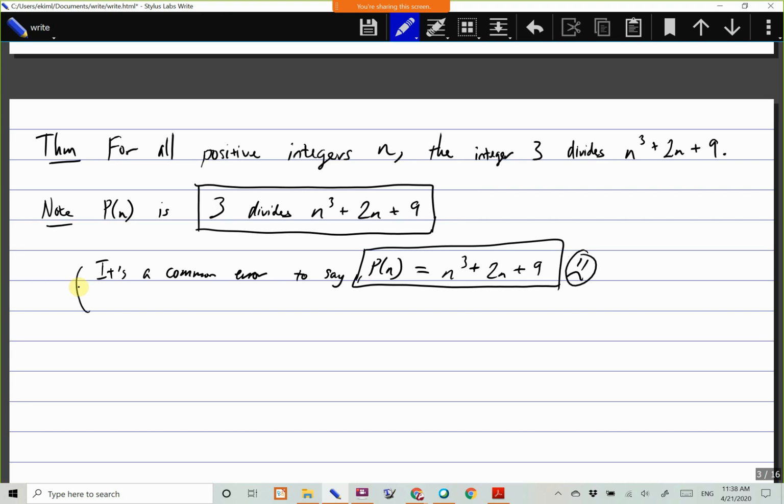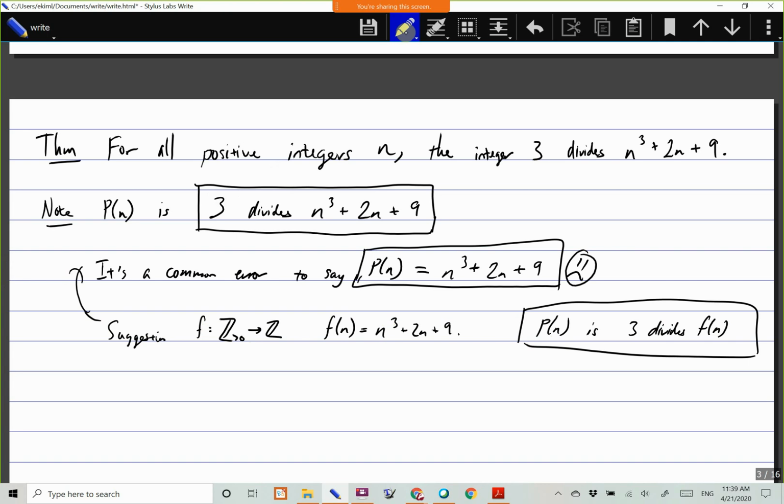If you wanted to do something like this, it's not even in my notes. As a suggestion, if you're going to do it this way, why not create a function from positive integers to, let's say, reals, just to be safe. Well, they'll be integers, won't they? Where you say that f of n has as its rule n cubed plus 2n plus 9, and then you can say that P of n is 3 divides f of n, if you're going to do it that way. But what I'm trying to get at is, let me circle in green that this is a number, right?